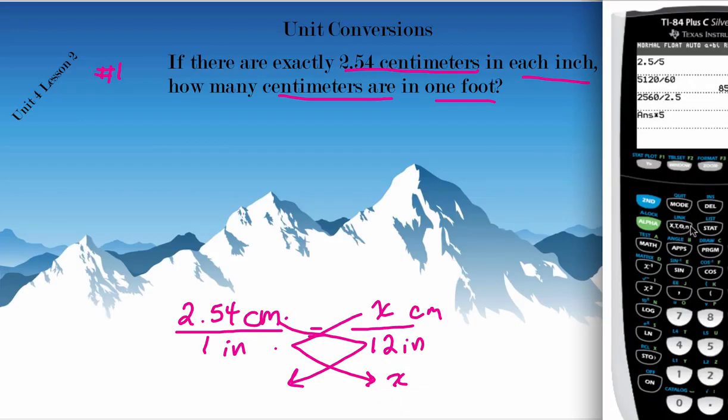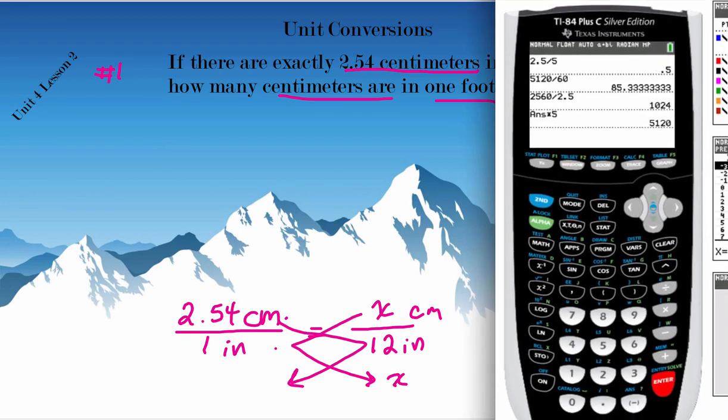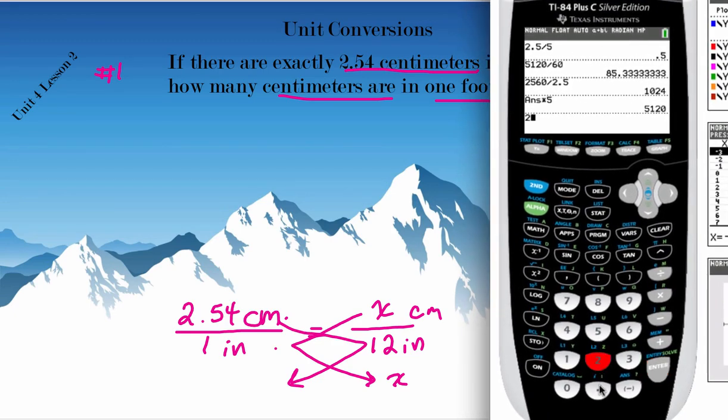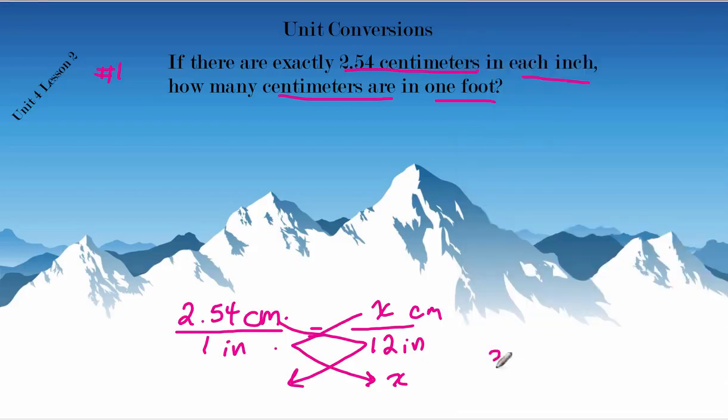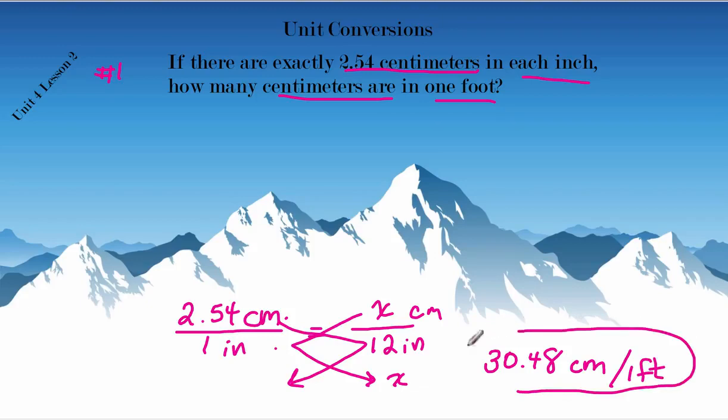2.54 times 12, well, let's take out our handy dandy calculator over here. 2.54 times 12 gets me 30.48 centimeters per 1 foot. Now it's going to be very important that we write our labels because we are talking about units of some sort. So the unit here we were talking about was 1 foot.